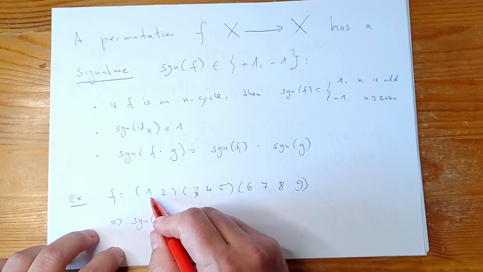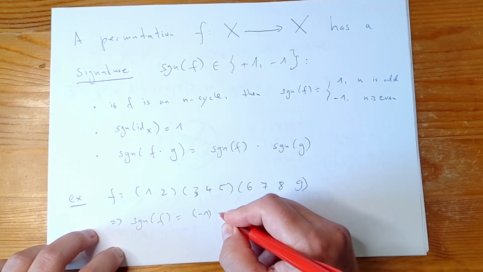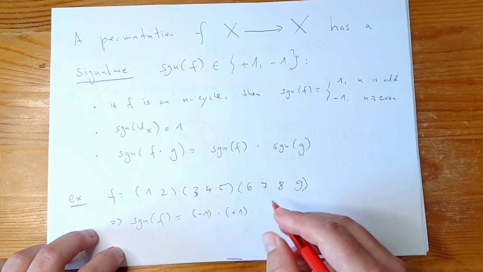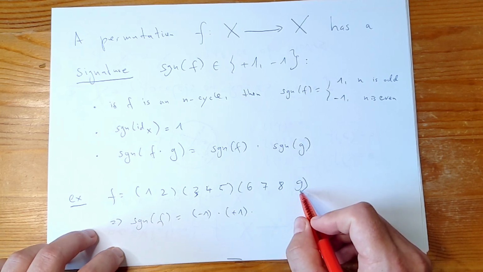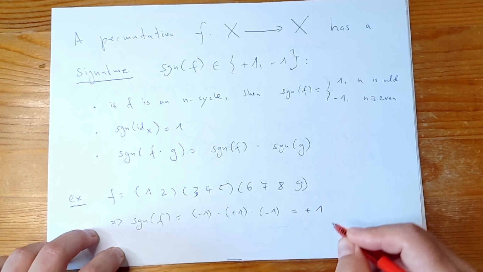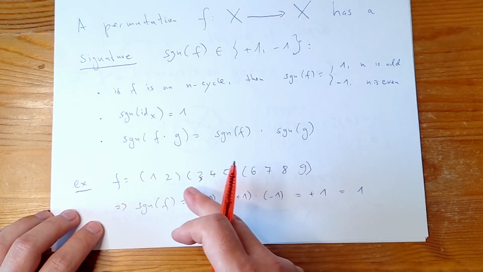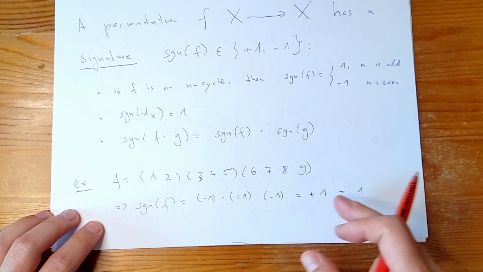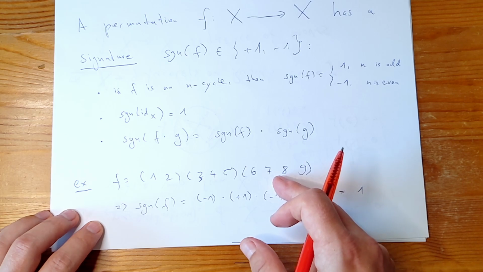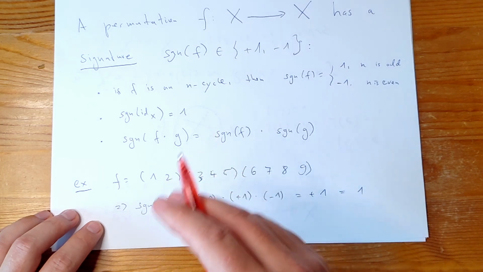So first we take the signature of the 2 cycle, which is -1. Then we take the signature of the 3 cycle, which is +1. And then we take the signature of the 4 cycle, which is -1. So in total, we get 1. So in general, you see that the signature of a permutation decomposed into cycles is 1 when the number of even length cycles is even, and otherwise it's -1. Okay, so this is how you can always compute the signature.